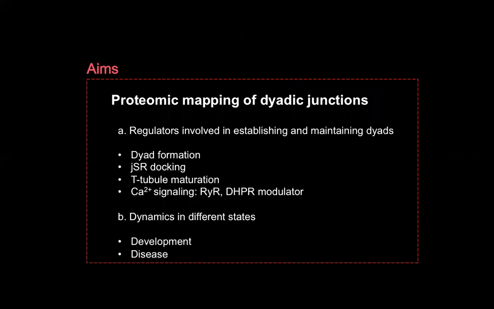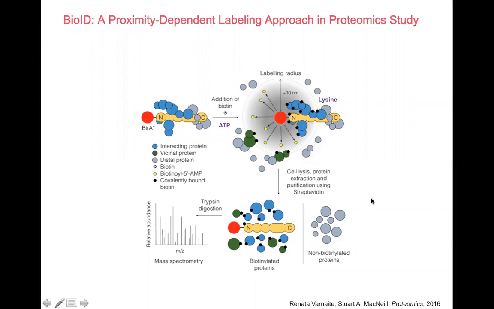So here, we'd like to use proteomic approaches to map the dyadic proteins and try to dig out a set of regulators involved in establishing and maintaining the cardiac dyads, like dyad formation, junctional SR docking, T-tubule maturation, and calcium signaling. And also, we want to study the dynamics of the proteome in different states like development and disease. To achieve the goals, we decided to use the BioID strategy.